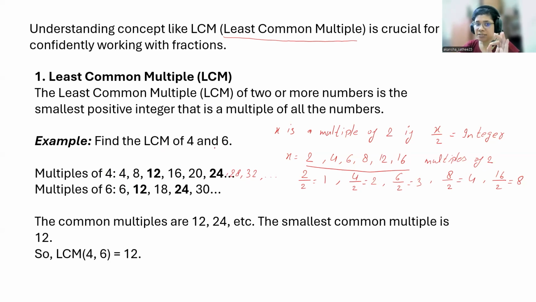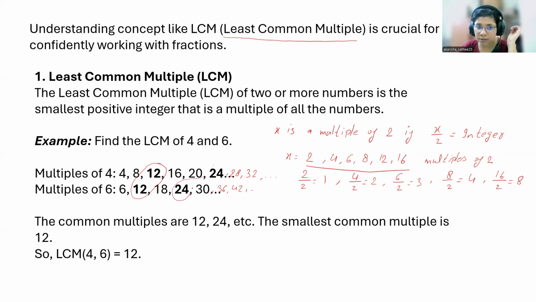So as the name suggests, least common multiple. You just write down all the multiples of 4, all the multiples of 6, and then look for the least common multiple. So the multiples of 6 are 6, 12, 18, 24 and 30, then 36, 42, etc. Now you can see that the common multiples are 12, right? Which is sitting in both of them.